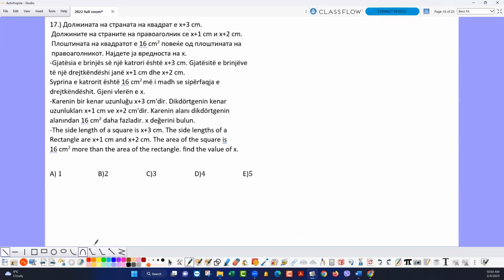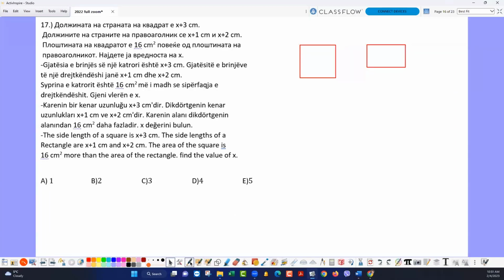Let me draw firstly here one square and one rectangle. Let's say this is one square and one rectangle I have to draw here. X plus 3, it says, so it's going to be something like this. Firstly here it says that the side of the square is x plus 3. So all the sides are x plus 3.